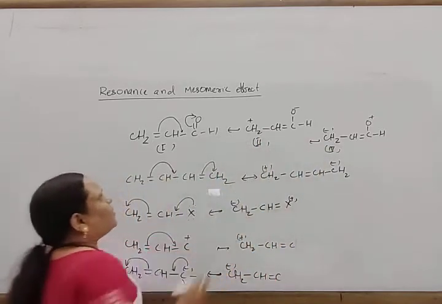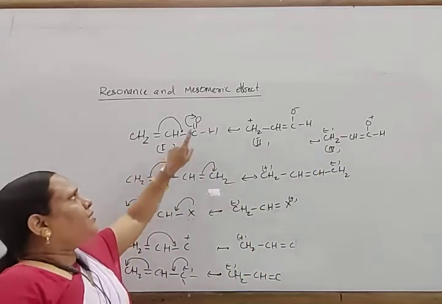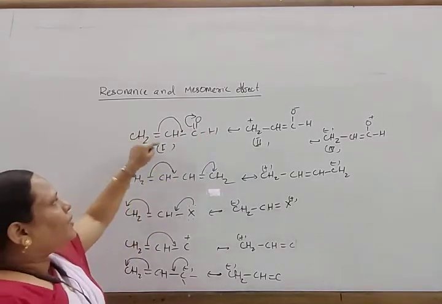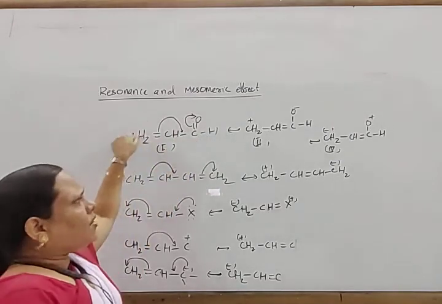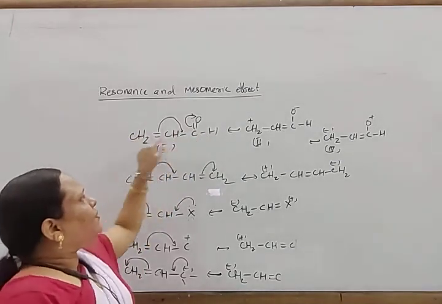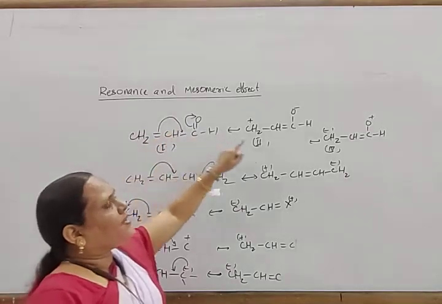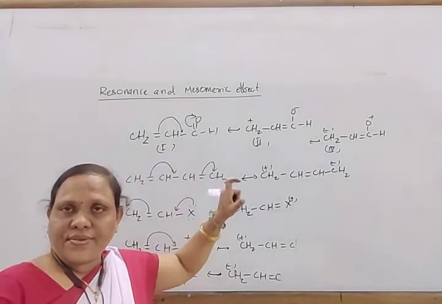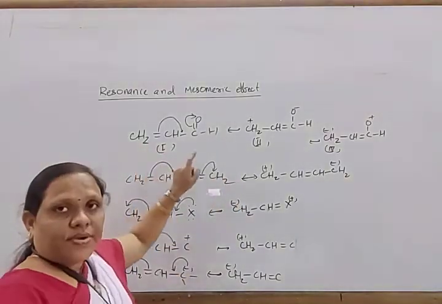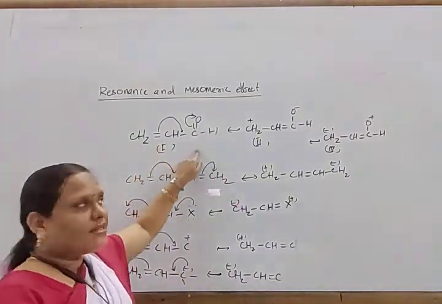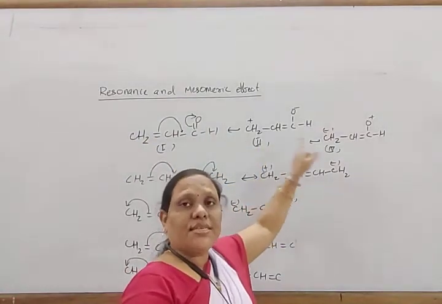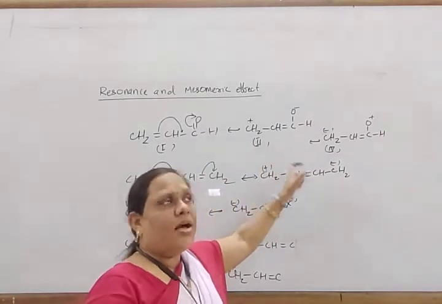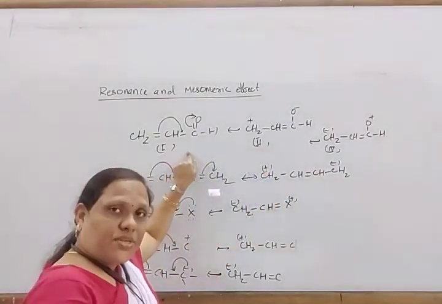Among these three, look here, structure 1 is without any charge and has more covalent bonds present: 1, 2, 3, 4, 5, 6. In carbon and oxygen if you count, 1, 2, 3, 4, 5 are present, and in this case 4 are present. So more number of covalent bonds means more stable. So this structure is more stable. And another thing, this is without charge separation, and structures 2 and 3 are with charge separation. So those with charge separation are least stable and this is the more stable structure.